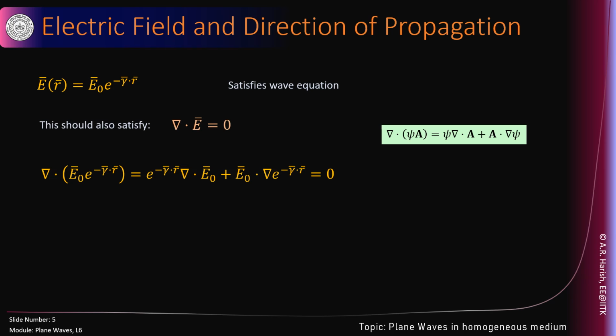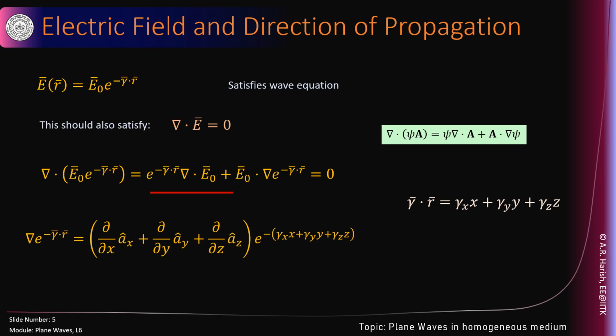If I were to take the divergence of E naught e to the power of minus gamma dot r, then what I get is e to the power of minus gamma dot r, which is basically psi, and here A is E naught, and that is equal to 0. Now look at this del dot E naught. Del dot E naught is 0 because E naught is a constant phasor, a constant quantity. So the divergence of this constant vector is 0. So we have to evaluate only del of e to the power of minus gamma dot r.